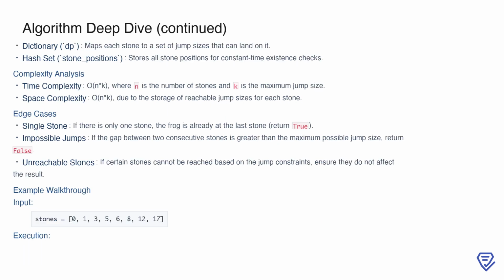The algorithm relies on two primary data structures for efficiency. First, the dictionary DP maps each stone to a set of jump sizes that can land the frog on that stone. This allows us to efficiently keep track of all valid jump sizes for each position. Second, the hash set stone_positions stores all the stone positions, enabling constant time checks to determine if a potential next stone exists. Now let's consider the complexity of the solution.